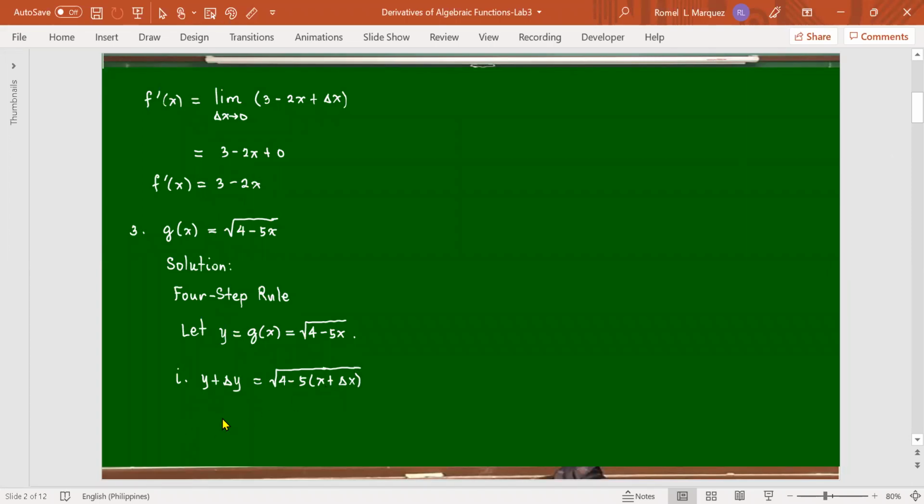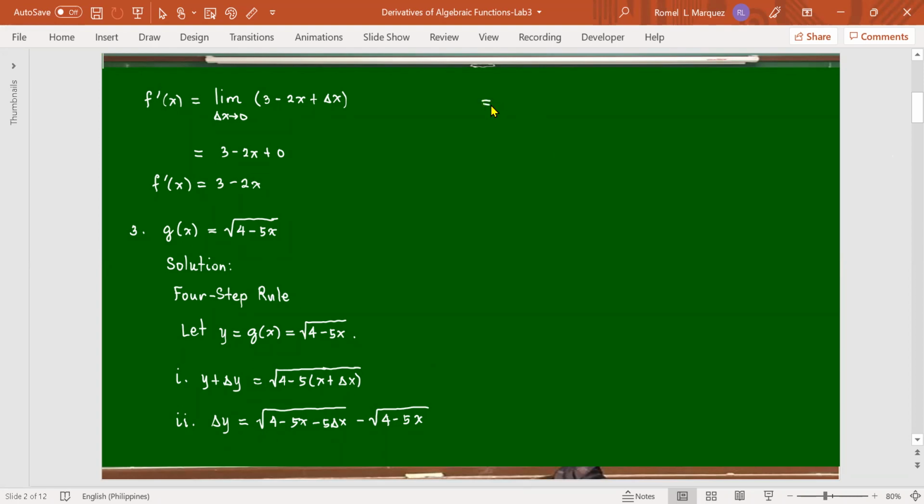And then after that, second step is solve for delta y. So getting square root of 4 minus 5x minus 5 delta x, then minus y. But what is our y? Square root of 4 minus 5x. Okay? So let us rationalize this radical, okay?